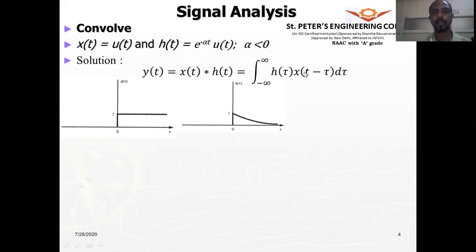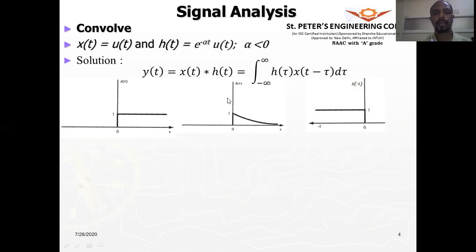Next, what we have to do is find, from this formula, h of tau times x of t minus tau. So this is h of tau. We keep this as it is. Next, we have to find out x of t minus tau. To find this, first we are going to find out x of minus tau. So x of minus tau is obtained by folding this x of tau along the y-axis. So we get the mirror image of this x of tau. When we fold it, we get x of minus tau. So this is x of minus tau.